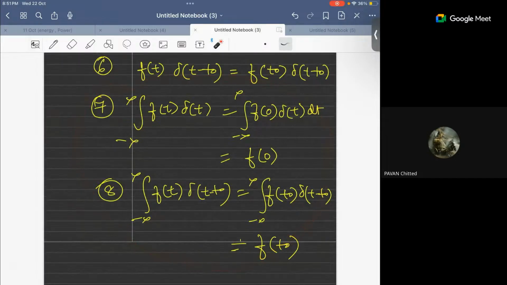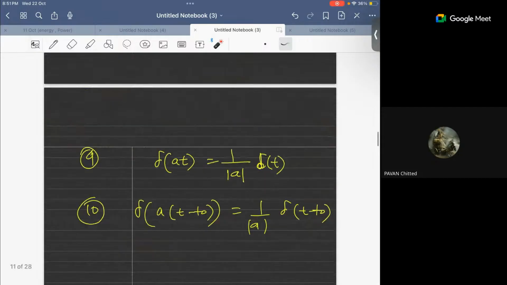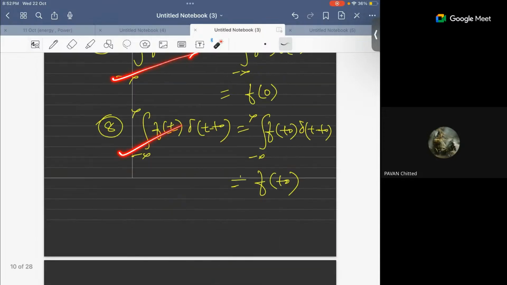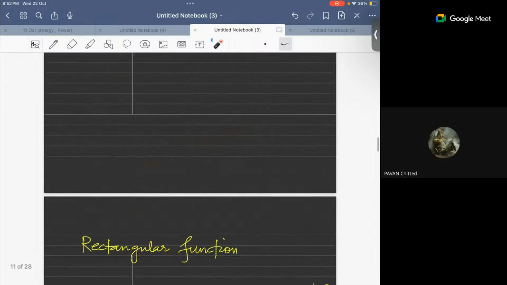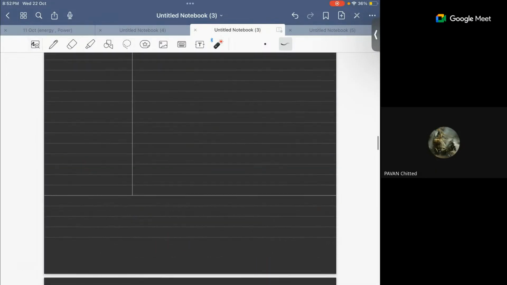And one more property. Whenever you are scaling a delta function, you just divide by the mod of that value. Whatever has been scaled, you just divide by the mod of that value. This is nothing but the scaled, shifted version of the ninth one. This is also important. So three properties you must remember: first, second, and this third. If you know these, you'll be able to solve all the problems. Okay, is it fine? All the delta function has been discussed.